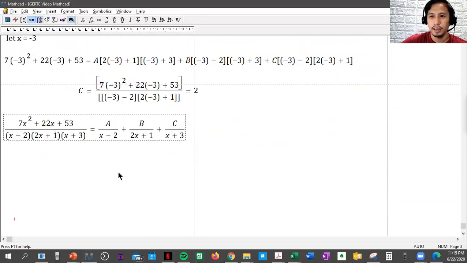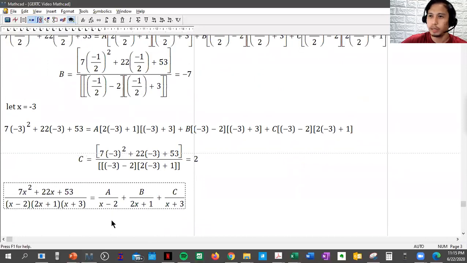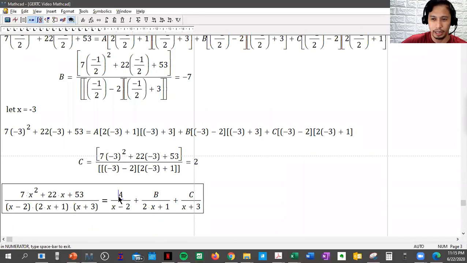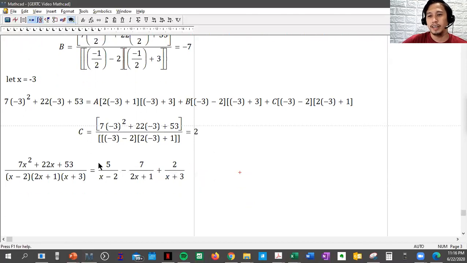Sorry for that. What was the value of A again? What did we get? 5, so it's 5. This B is negative 7, or we can make this one negative, so making this now minus 7 over 2x plus 1. Then this C is 2. Okay, so that's it. Now, let me check.